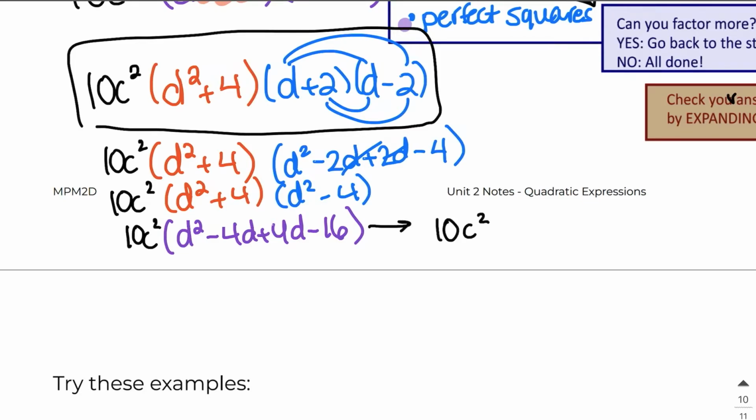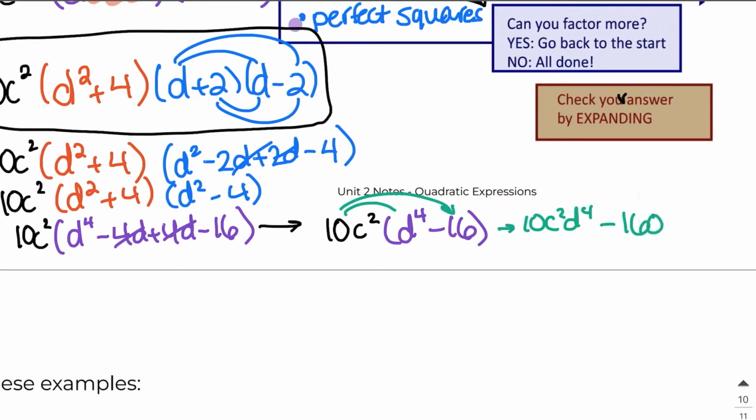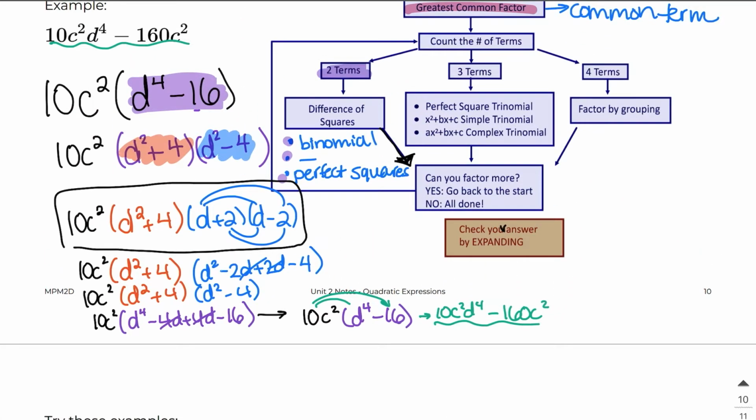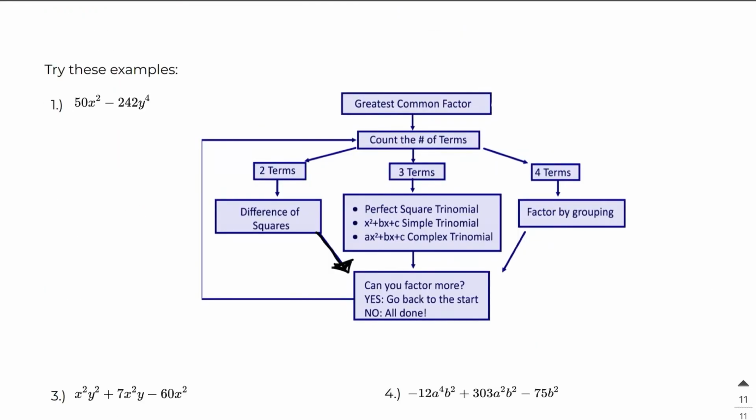Sorry, I'm running out of room, so I'm just going to go horizontally now. I know that this minus 4d squared and this plus 4d squared cancel each other out, so it's d squared minus 16, except I apologize, I wrote this down wrong. This should have been d to the power of 4. And then I can distribute this 10c squared through, and I end up getting 10c squared d to the power of 4. Multiply that by negative 16, I get negative 160c squared, which is the original expression, so I know I did this correctly. Okay?